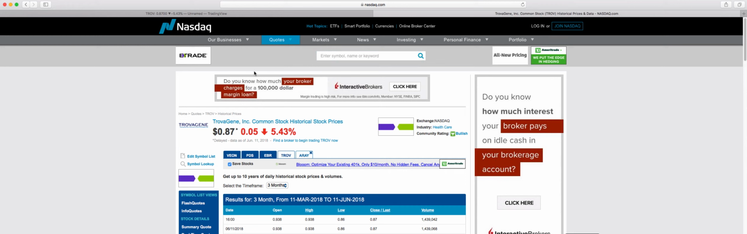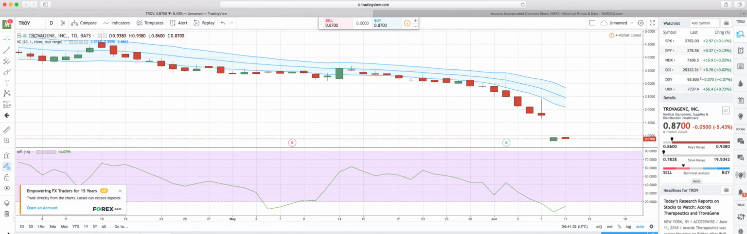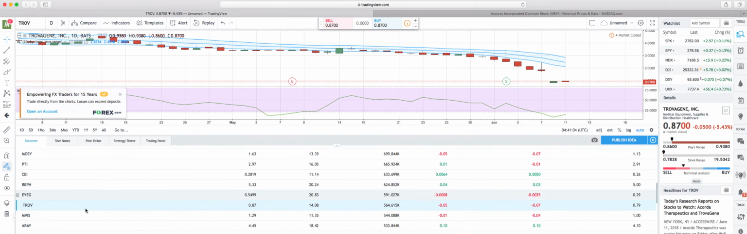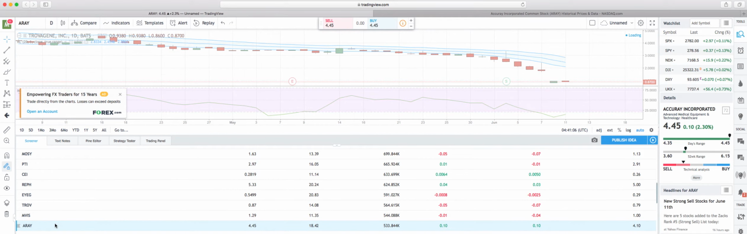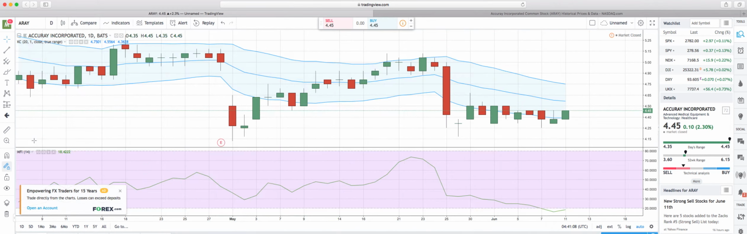And the last one is Array. Let me pull that one up for you guys. Now, Array, just like the rest, MFI is creeping up. It's about to pop 20. But look at this. We really got the Keltner channels on this one. On 6.8, we're hanging right below it. Today, boom, we popped up.